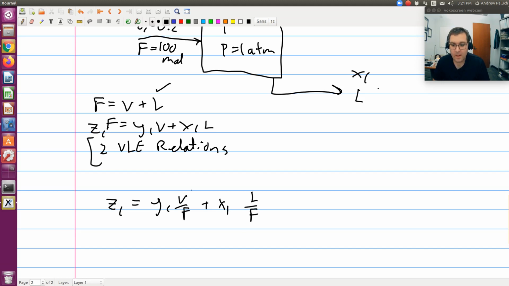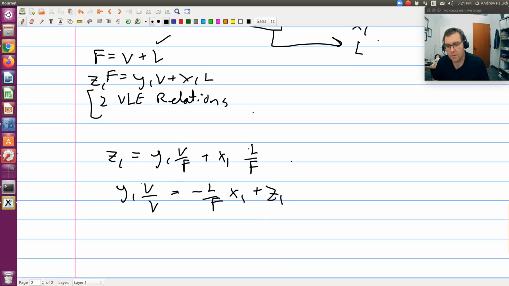Okay, and then let's say solve for Y. Okay, so let me write this as Y1 times V over F is going to be equal to negative L over F X1 plus Z1. Okay, this is V over F. And so what I probably should have done is to solve it slightly differently. So let's just say Y1 then is equal to negative L over V X1 plus Z1 F over V.